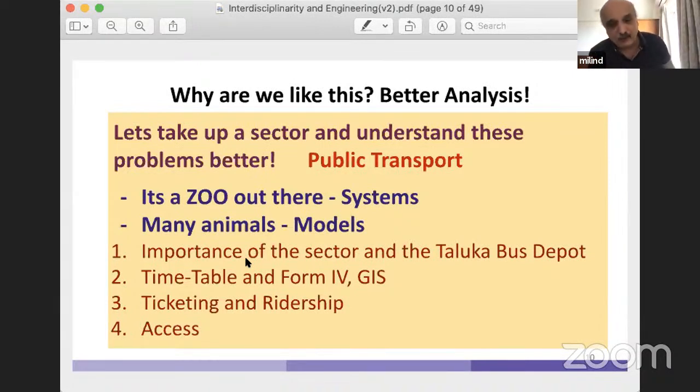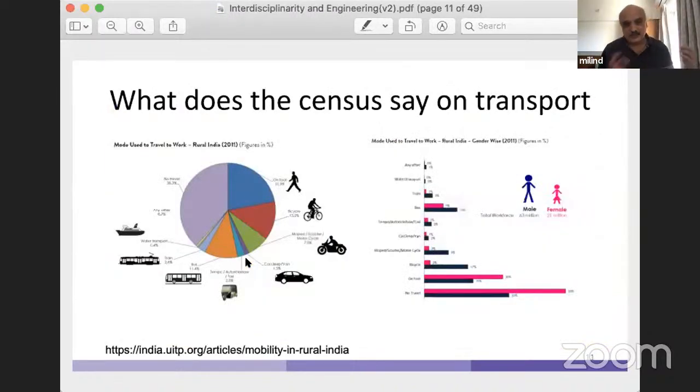I'm going to talk about the bus depot and the importance of the sector, then the timetable, which is really the service that public transport provides, and then various other technical analysis. I would have said stop me and ask questions, but I will take up questions at the very end. Okay, so let's look at the importance of public transport.